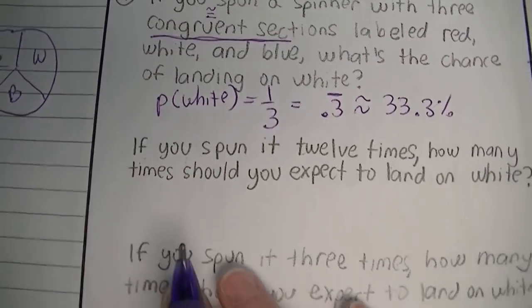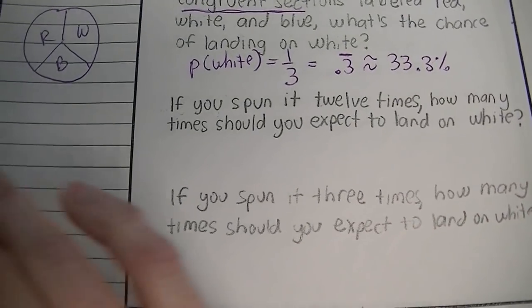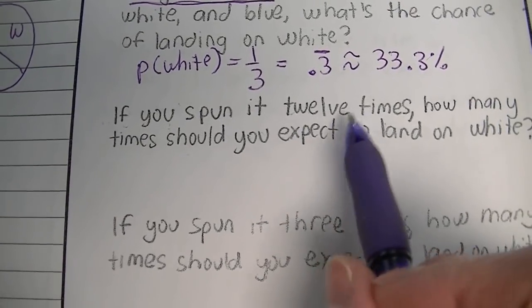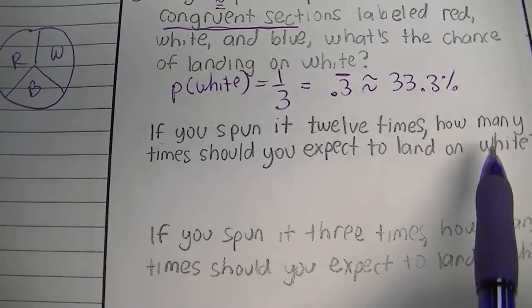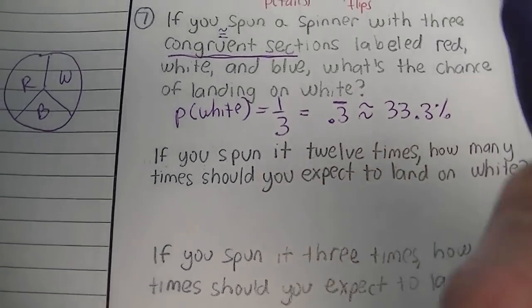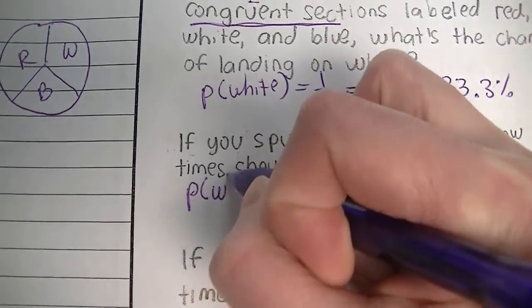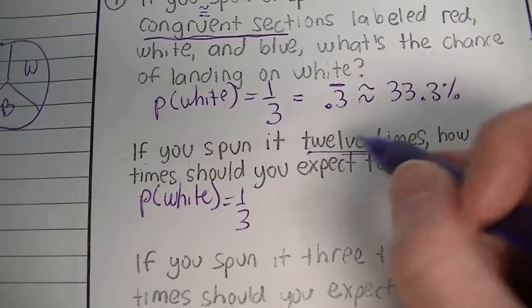Alrighty. If you spun it 12 times, how many times should you expect to land on white? It's not asking you to find the probability of 12 times, no. It's saying, you spin this 12 times, how many times should you expect to land on white? So it's similar to the problem in number 6. Let's find the probability of landing on white. It's 1/3. But remember, you're spinning it 12 times.